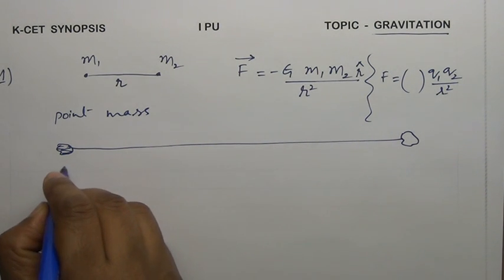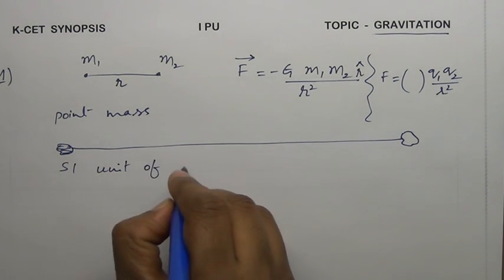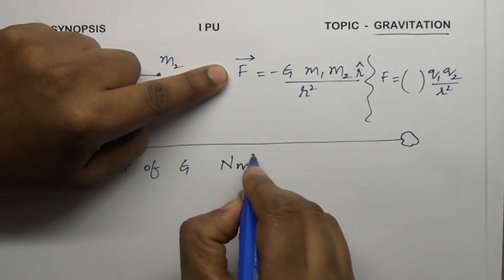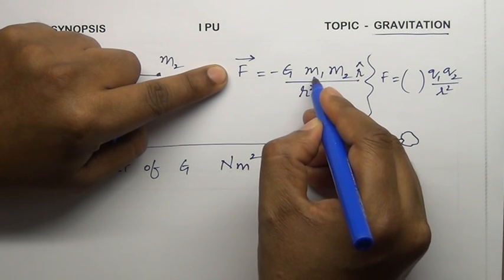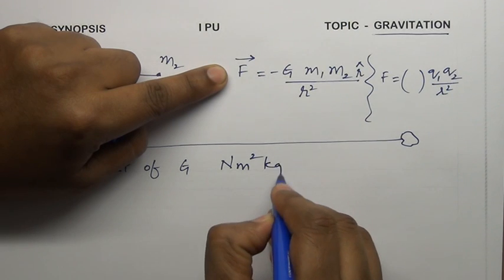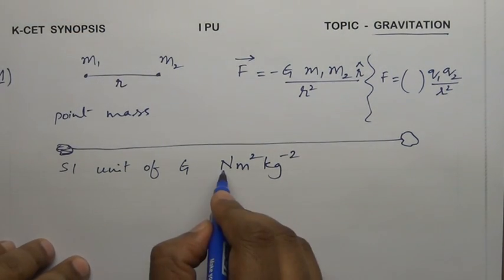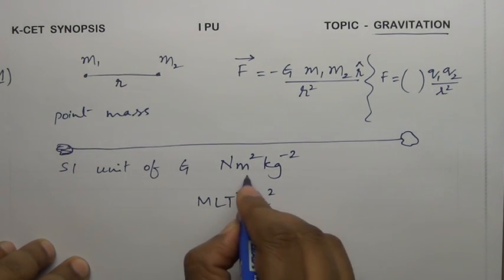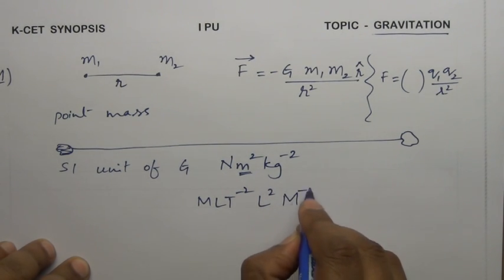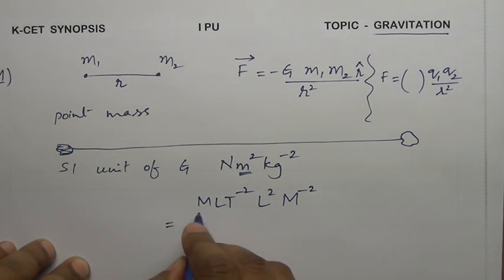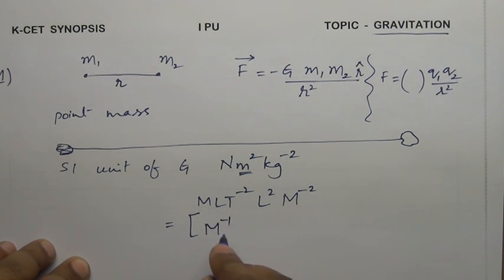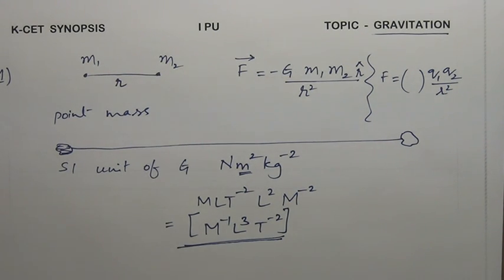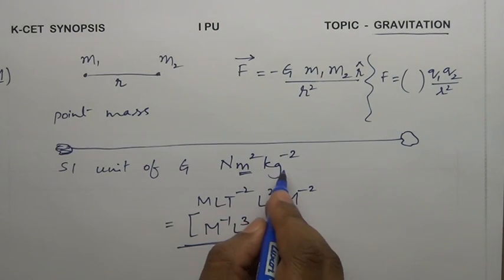And the SI unit of G is force into distance square by mass square, that is Newton meter square per kg square. Newton's dimensional formula is M L T minus 2, L square is meter square, kg minus 2. When we simplify, M minus 1 L3 T minus 2. This is the dimensional formula for G. This is the SI unit, Newton meter square per kg square.